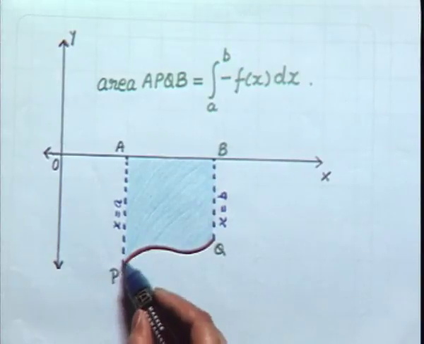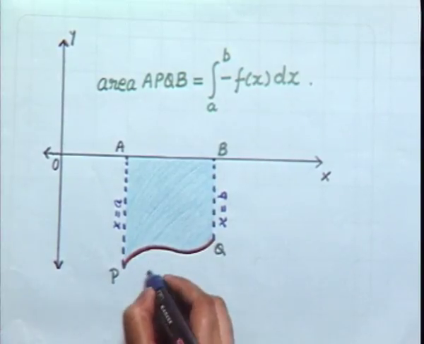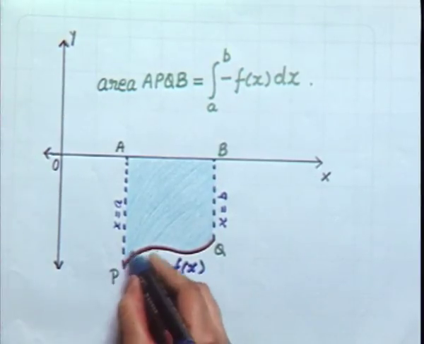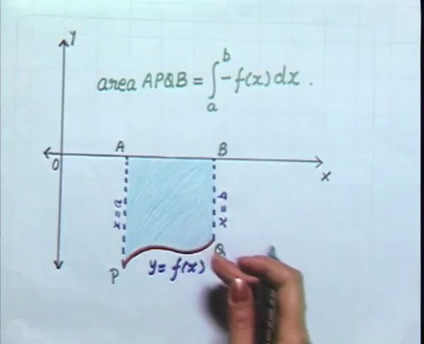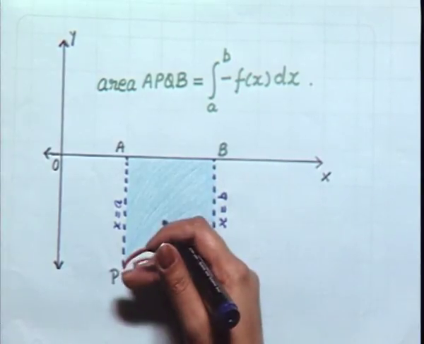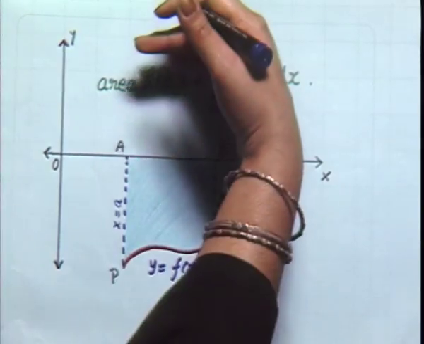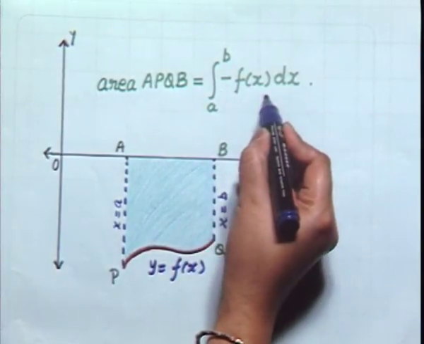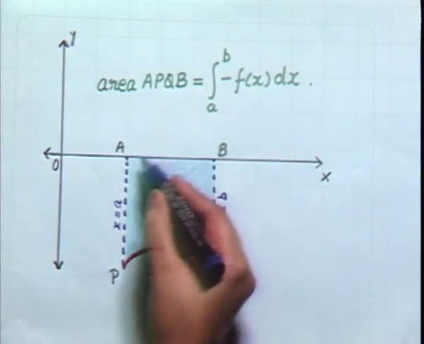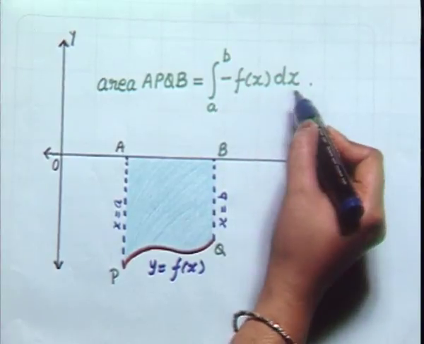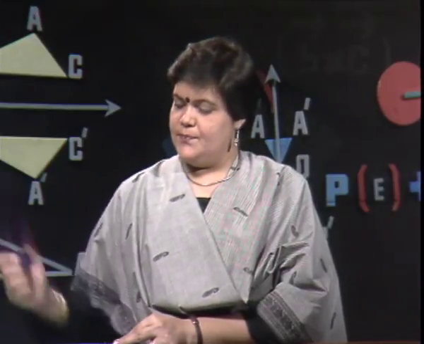See the situation here. We have a curve PQ giving you the function y is equal to f(x). So, if you have a situation like this where the curve is below the x-axis, what you need to do is take its image across the x-axis, and when you take its image, the function changes to negative f(x), and the area APQB as shown here comes out to be the integral from a to b of minus f(x) dx. So, that is the only thing you have to keep in mind. Let us see a question and see how it works.